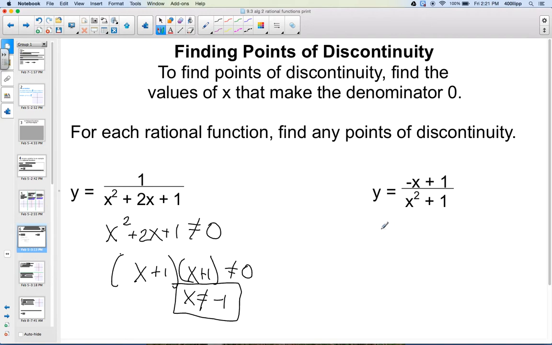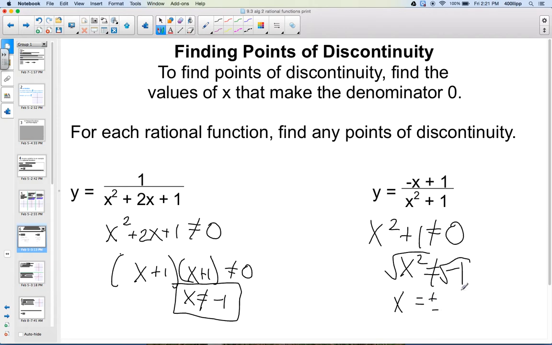Okay, over here we'll have the denominator of x squared plus 1. We know that cannot equal 0. We'll solve for x here. x squared cannot equal -1. Once we take the square root here, whenever we take the square root, it's a plus and a minus. And it's the square root of -1, which is an imaginary number, plus and minus i, which just means this has no points of discontinuity because we didn't get any real numbers when we solved for x.